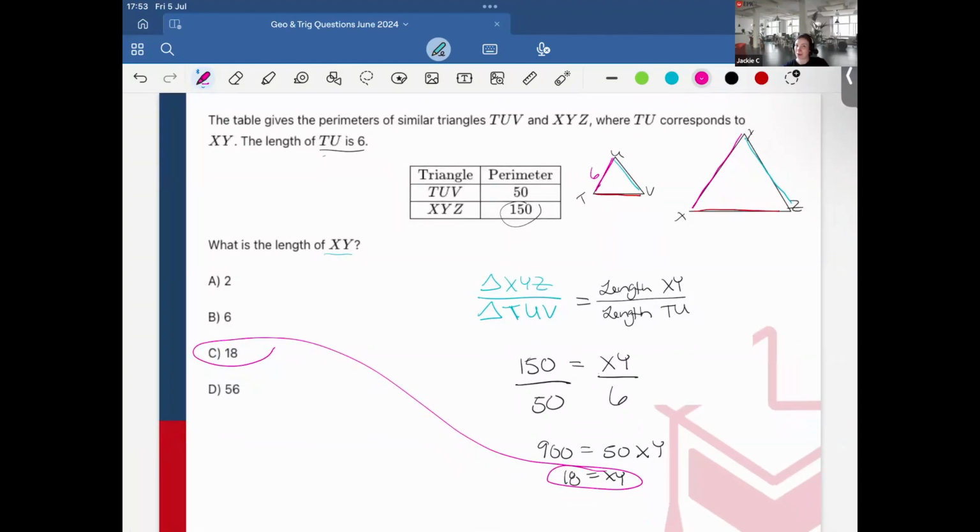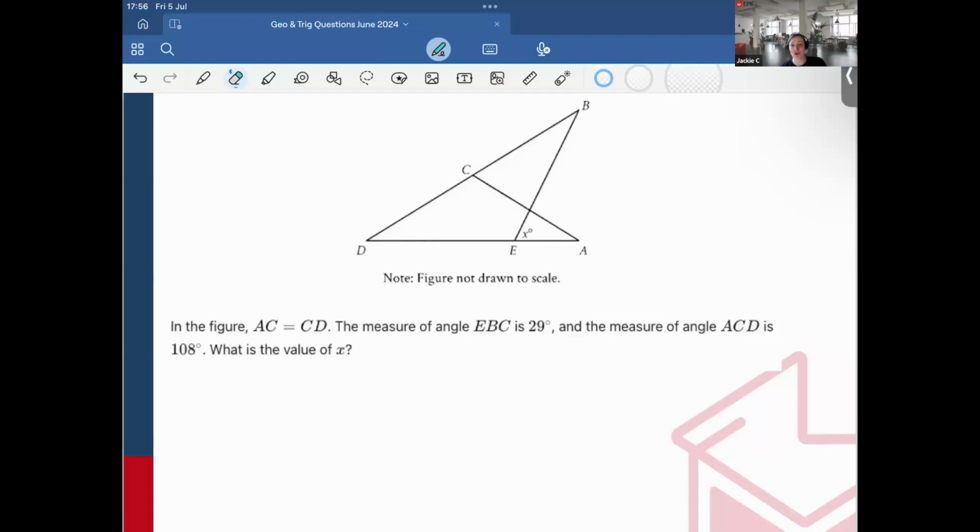And that's how you can solve that one. Okay, so this one, we have in the figure AC is equal to CD. Important piece of information, so just label that. So AC is equal to CD, which means that this triangle is isosceles. Remember that in triangles, the sides are always opposite to their corresponding angles. So this corresponds to this angle, which will be the same, and this corresponds to this angle, which will be the same. So my pink angles are going to be the same.